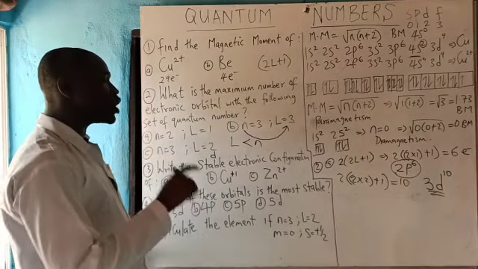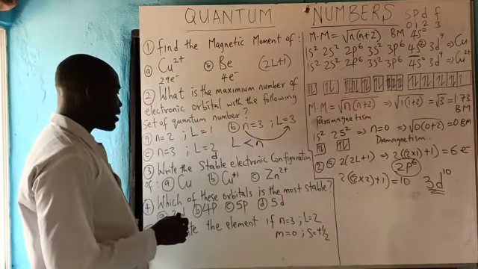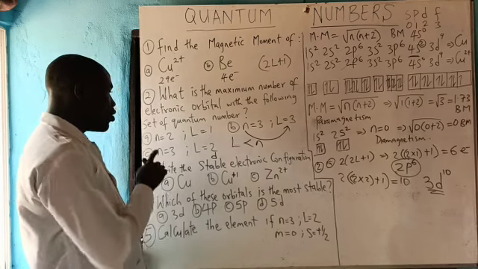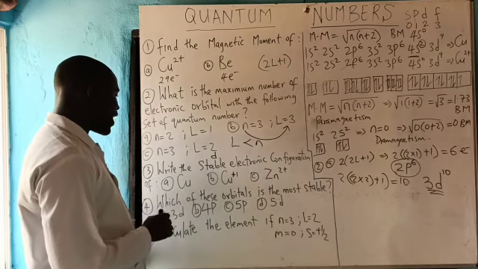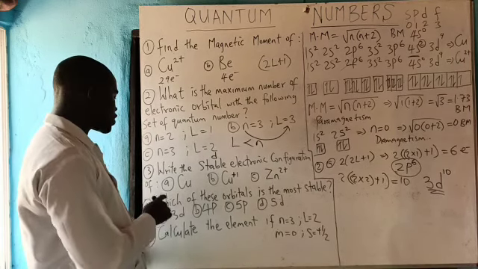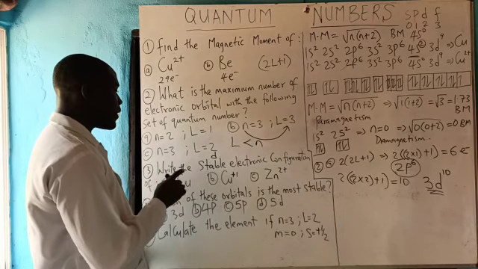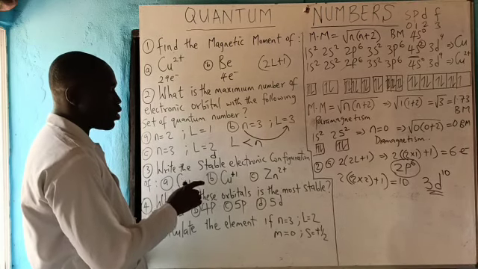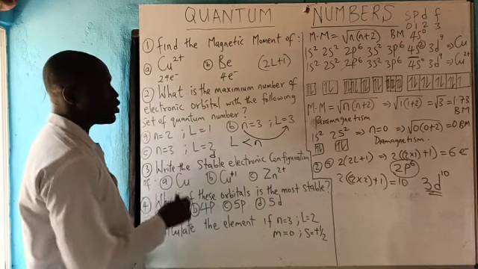3d10. That is the subshell that is talking about. We go to the next one. Write the stable electronic configuration of copper, copper 1 plus, and zinc 2 plus.